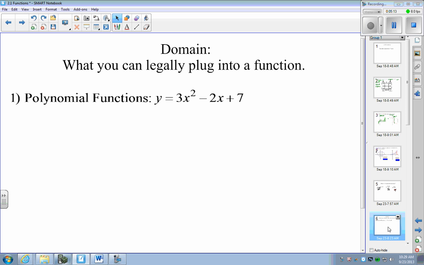All right, so domain, what can you legally plug into a function? So here we're looking at a quadratic, and we know that quadratics are some sort of parabola. You know, this one probably isn't drawn to scale or anything like that, but it's going to be a parabola just like this one. And if we were to do a vertical line test on any parabola like this, we can see that the vertical line test is going to pass through this graph, and so this one will be a function.